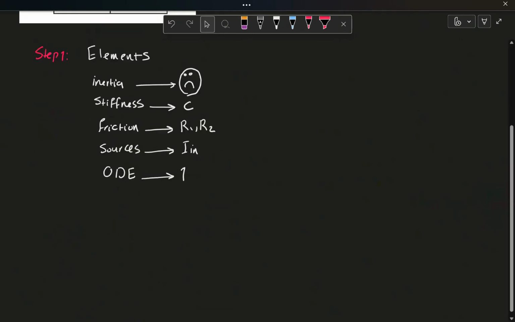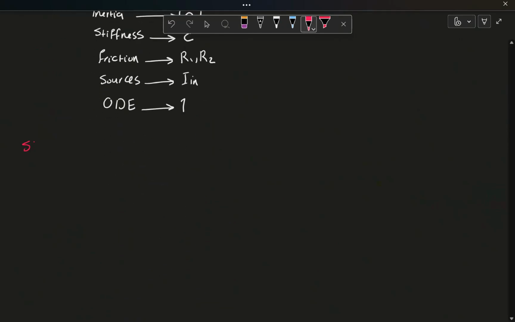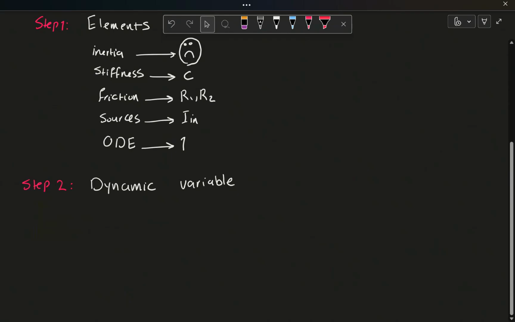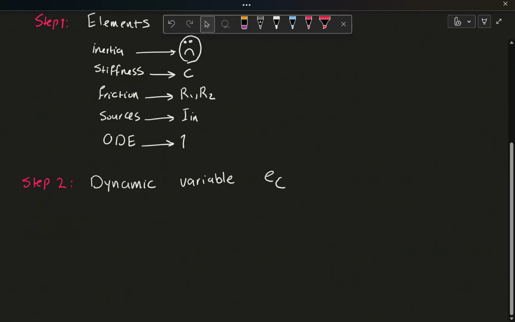With that in mind, let's go to step 2 and find the dynamic variables. Okay, let's review again. Dynamic variables were either the current through the inductors or the voltage across the capacitors. I do not have an inductor in this problem, and I have only one capacitor. So the voltage across that capacitor would be my only dynamic variable.